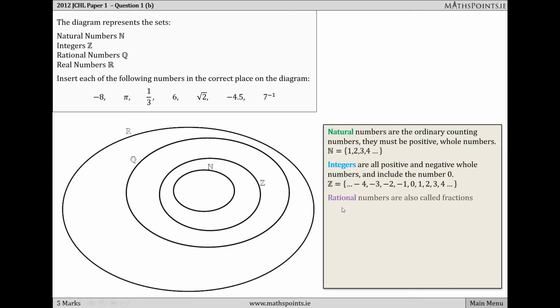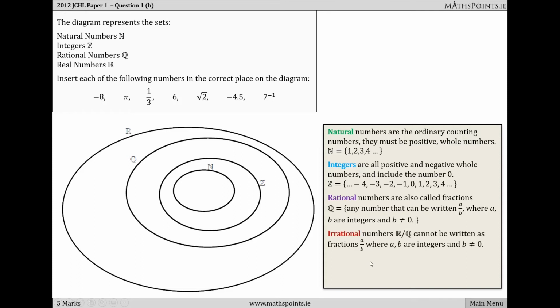The rational numbers are also called fractions, so any number that we can express as a fraction, a over b, where a and b are integers and b isn't equal to 0. Irrational numbers are numbers that can't be written as fractions, a over b, where a and b are integers, but they are real numbers, they exist and have meaning.